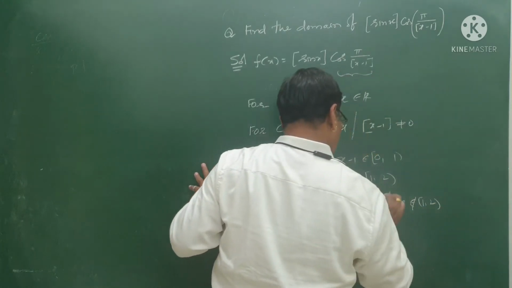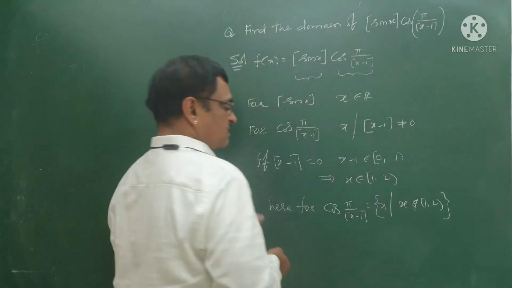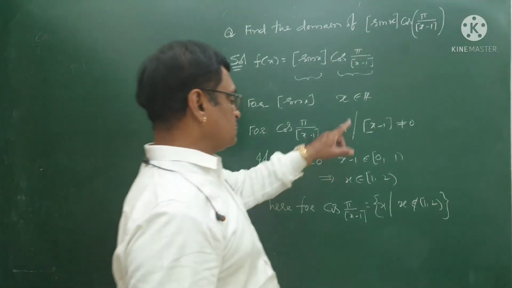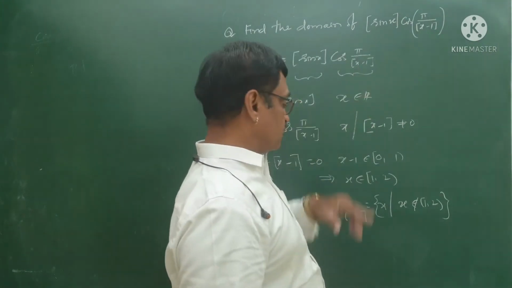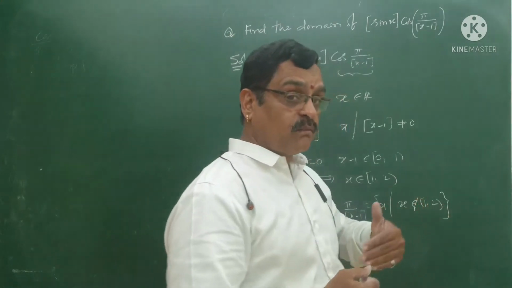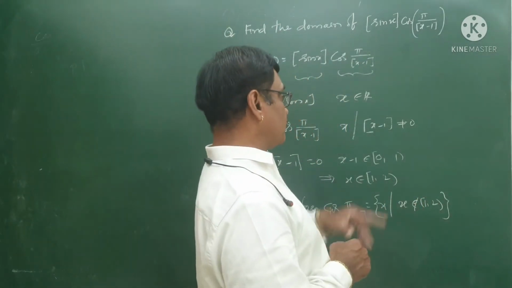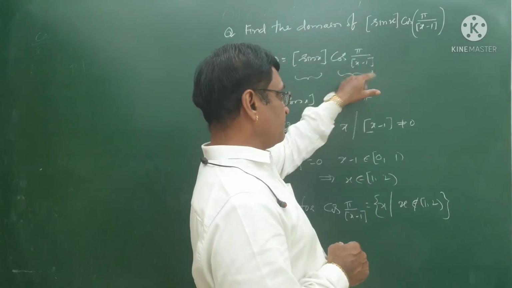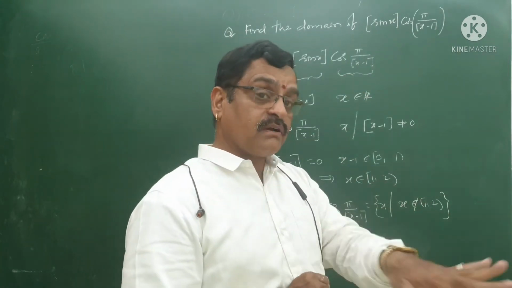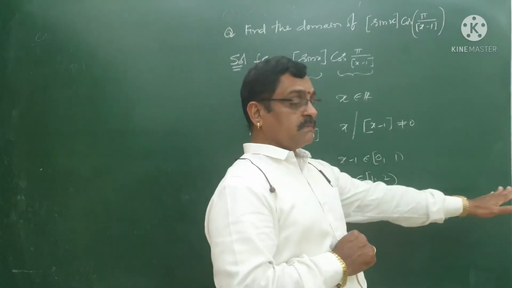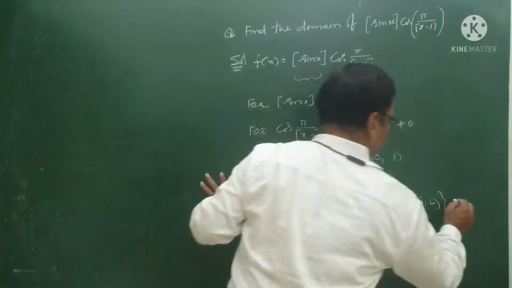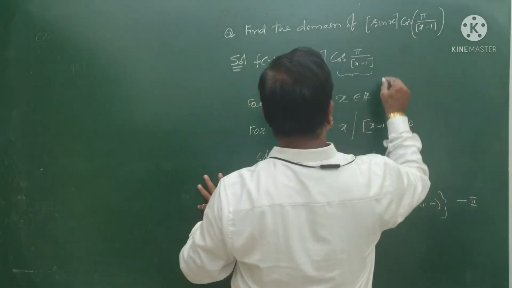But before finding the answer, we cross check. Can I take x is equal to 1? No, I can't take x is equal to 1. Can I take any value less than 1, more than 1, less than 2? For example, 1.5. Integral part of 1.5 minus 1 is 0.5. Integral part of 0.5 is 0. So I can't take any number. Okay. Therefore, x is not equal to 2 and x is not equal to 1.